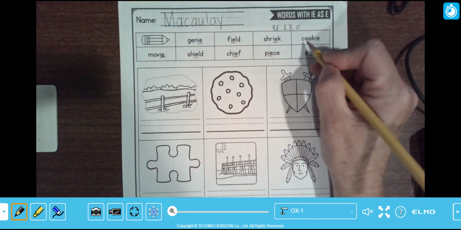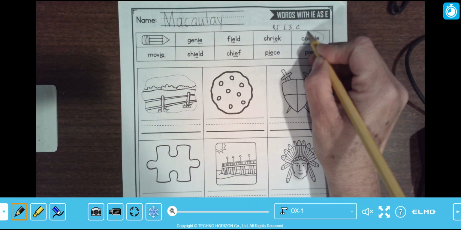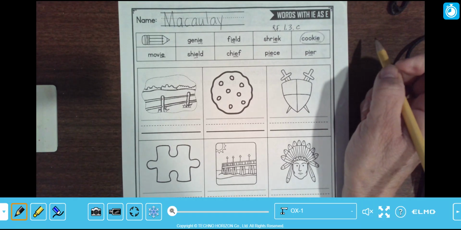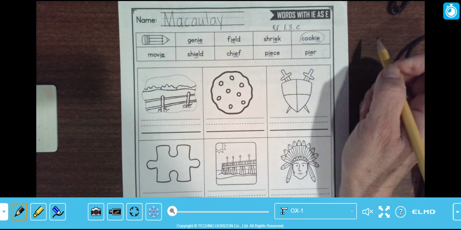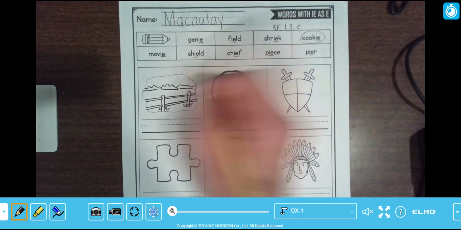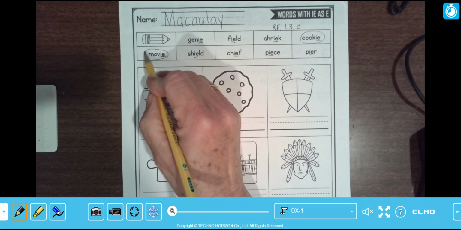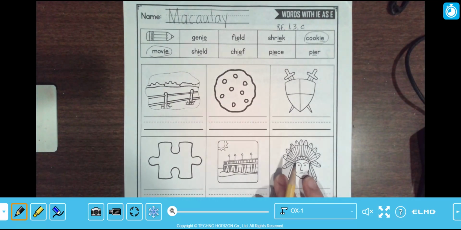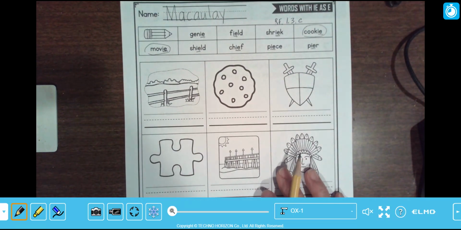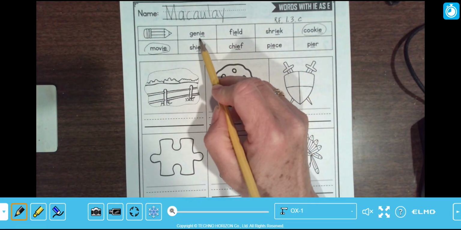This one right here, I'm going to let you do it without me. And this one right here, you're going to do without me. But the other ones you're going to do with me, okay? Okay, let's do the first one.